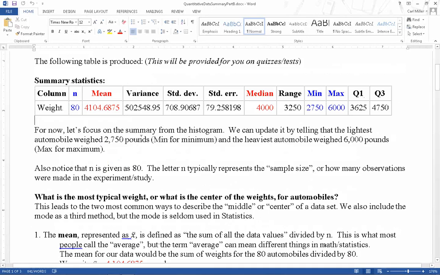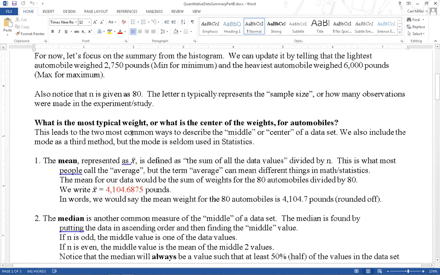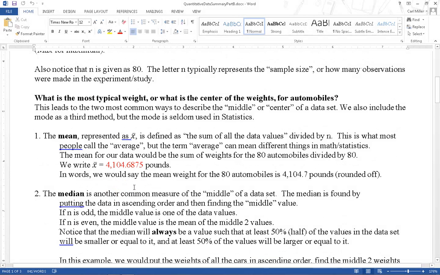Now you can see from the output that the mean is 4,104.6875. We could round that off to the tenths digit and call that 4,104 and 7/10, and that would be in pounds. So we might say that the mean weight for the 80 automobiles in this particular sample turned out to be 4,104.7 pounds.